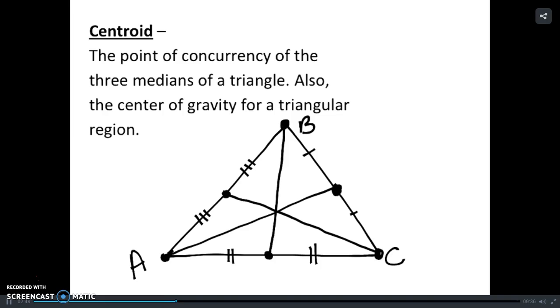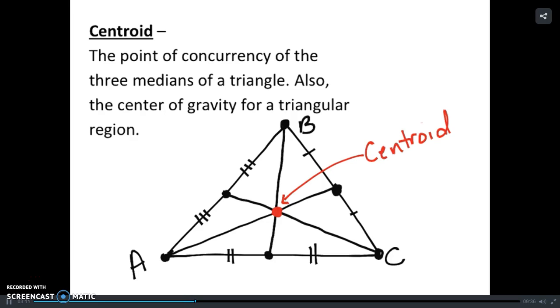So you're going to see in our example here, we have triangle ABC, and I've drawn the 3 medians. They all start at a vertex and go to the midpoint of the opposite side. And they all intersect here at this point in the center of the triangle. And so this is going to be what's called the centroid of the triangle.